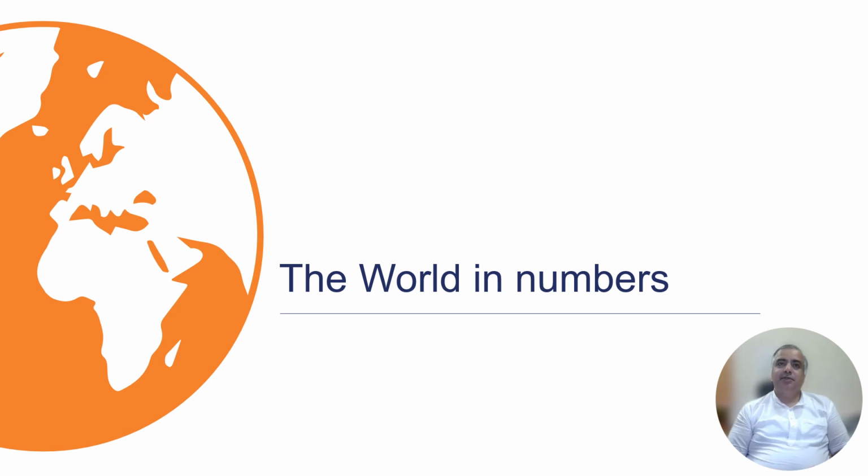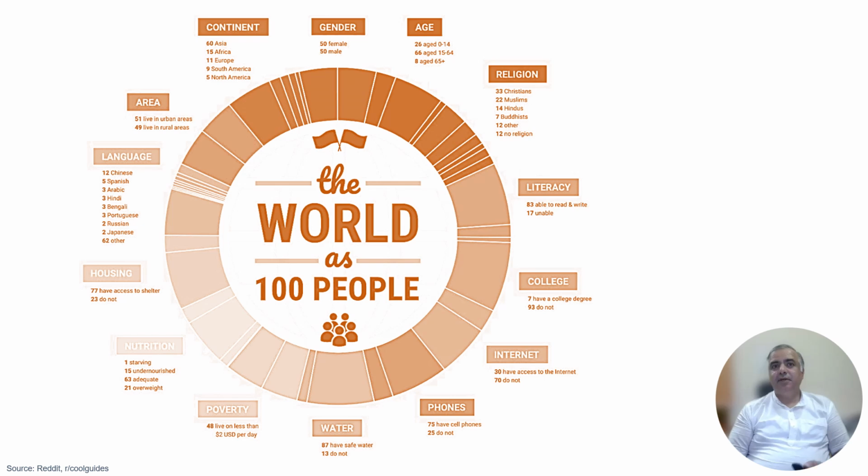Let's have a look at what this world looks like in numbers. Now, these numbers could be slightly dynamic because the world is dynamic and every day these numbers are changing. So it's more like a concept that we are trying to build here: if we look at the world as, let's say, 100 people, how would you cluster them? How would you understand people together?